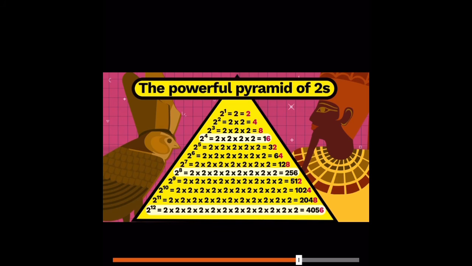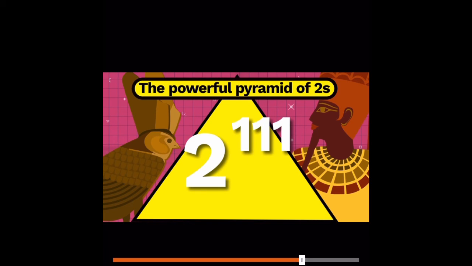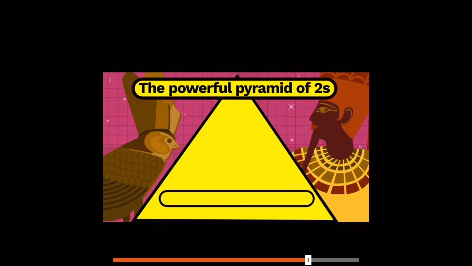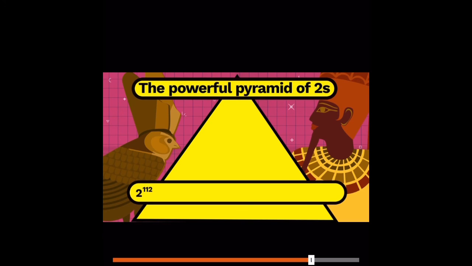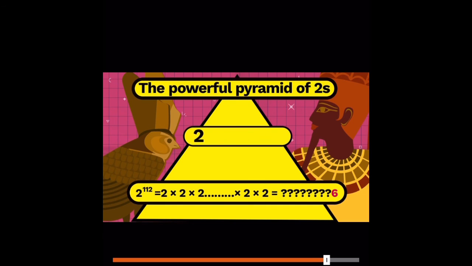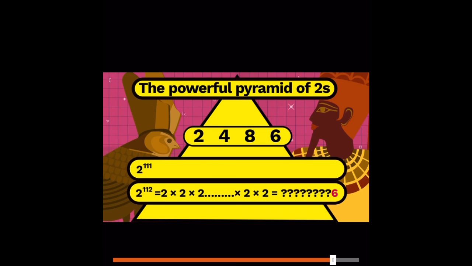Well, we need to find out about 2 to the power of 111. And 111 isn't a multiple of 4, but 112 is. So we know that 2 to the power of 112 ends in a 6. 2 to the power of 111 is the number before this. So we can use that 2, 4, 8, 6 pattern to work out that 2 to the power of 111 must end in an 8.